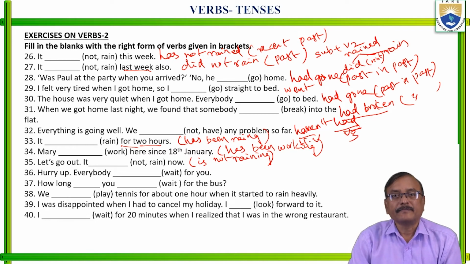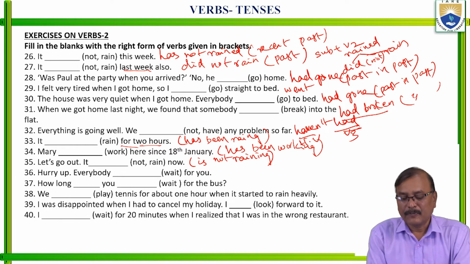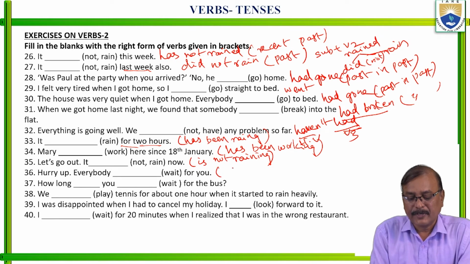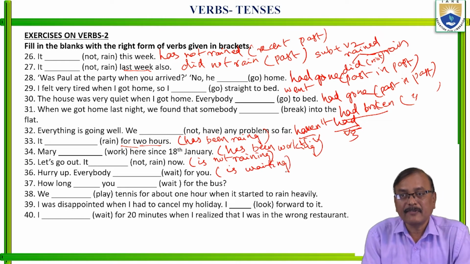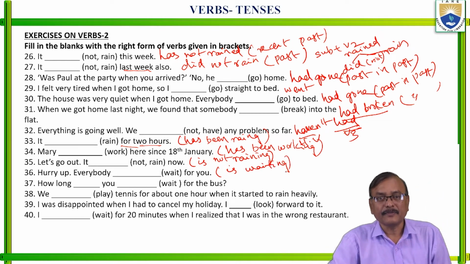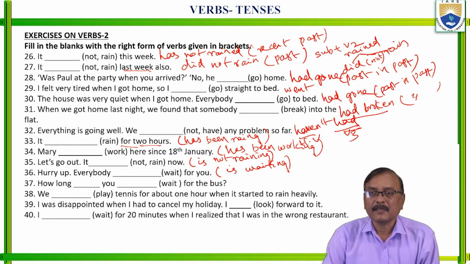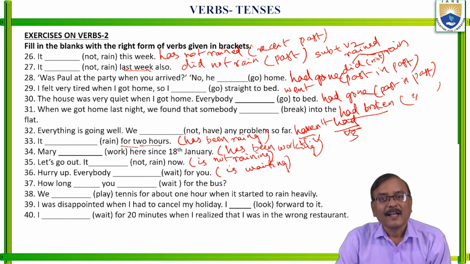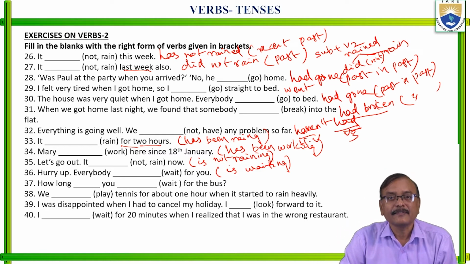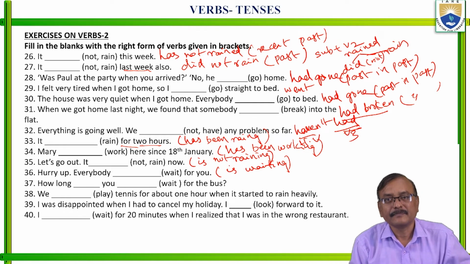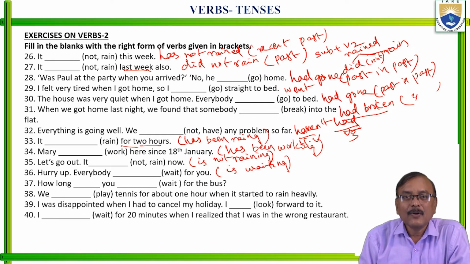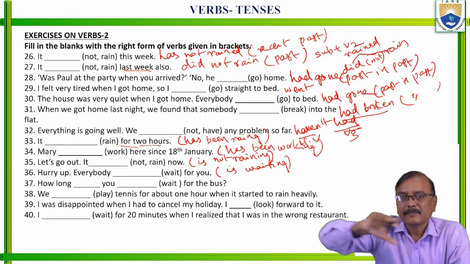Next, hurry up. Everybody is waiting for you. Now they are waiting here. Everybody is waiting for you. Hurry up. Okay? Any doubt in this one? Because it is going on. They are waiting for you. Everybody is waiting for you. Hurry up. Next. How long means some period.